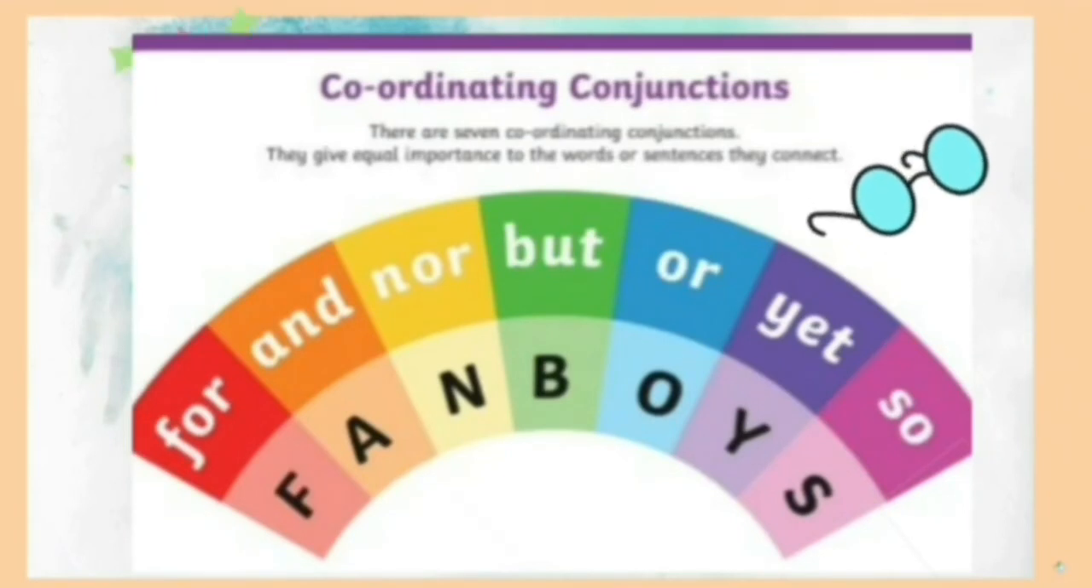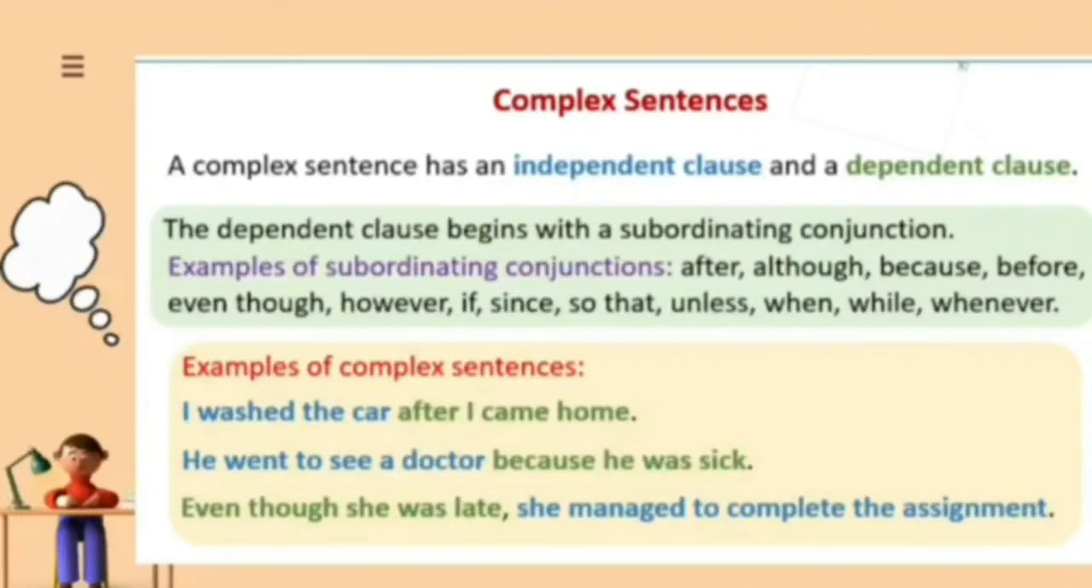Now for knowing compound sentences, it is very important we know what the coordinating conjunctions are. There are seven coordinating conjunctions, which can be remembered with the simple word FANBOYS, where each letter stands for a conjunction: F for for, A for and, N for nor, B for but, O for or, Y for yet, and S for so. So these conjunctions are normally used in compound sentences.